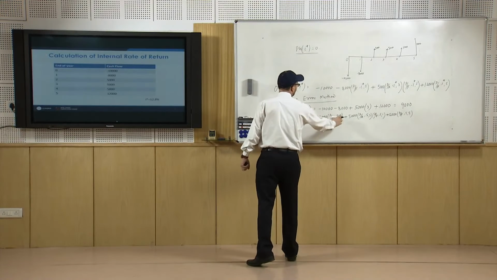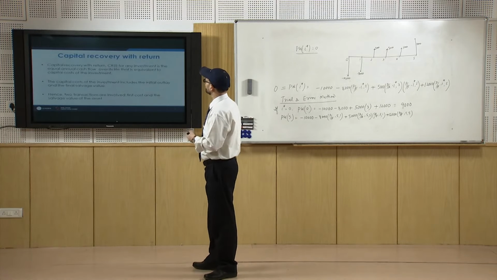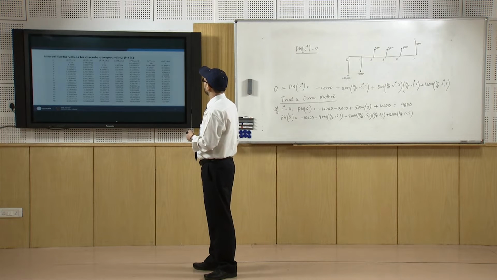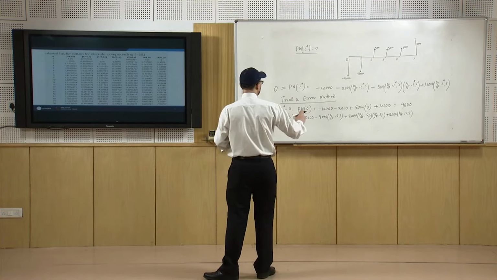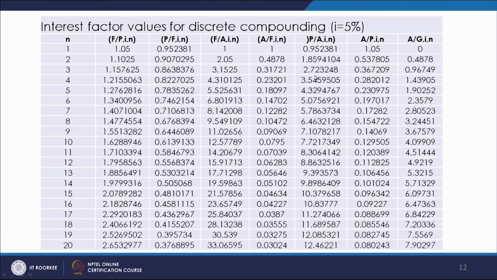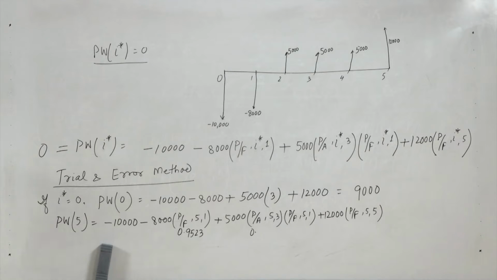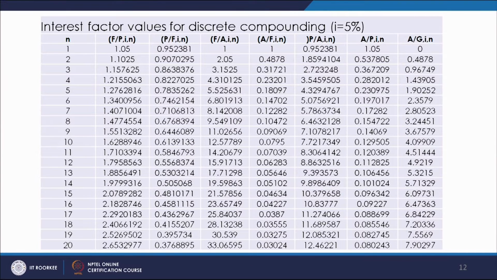So, we need to have these interest factors, and we can get these factors from the interest table of 5%. So, this is the 5% interest table. P by F 5,1 is 0.9523. Then P by A 5,3 is 2.7232, P by F 5,1 0.9523, P by F 5,5. So, P by F 5,5 will be here 0.7835.